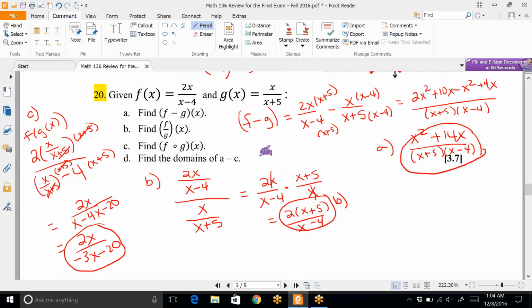Part D says find the domain of all these. For the subtraction one, it's pretty basic. You just have to look at the denominators. So we can't be negative 5 or positive 4.